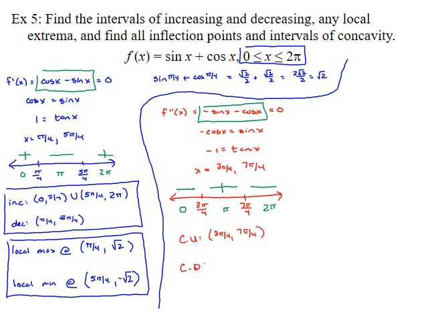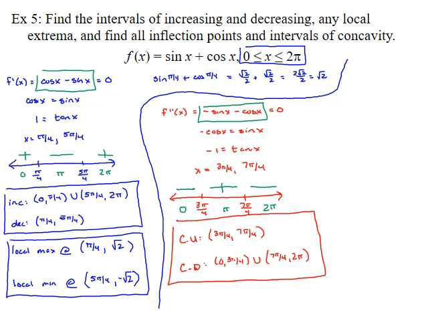And then concave down is on each outer side. Remember, you have your interval at the top you have to follow. So that's only going to be from 0 to 3 pi over 4, union from 7 pi over 4, and you must stop at 2 pi. So there's your interval of concave up and concave down.